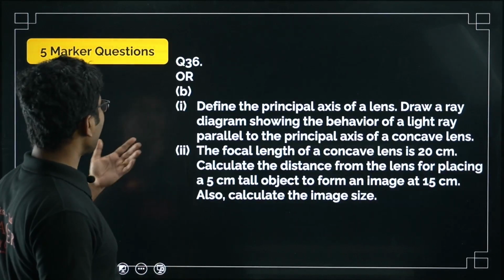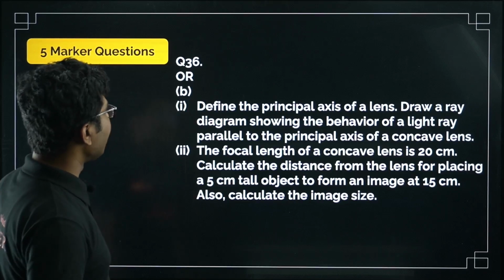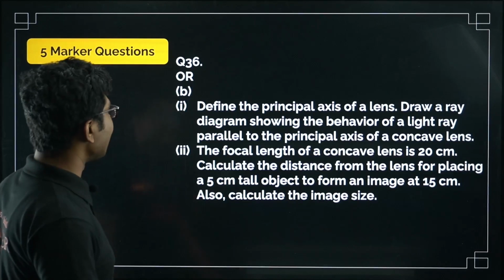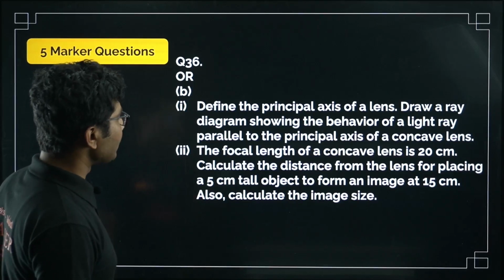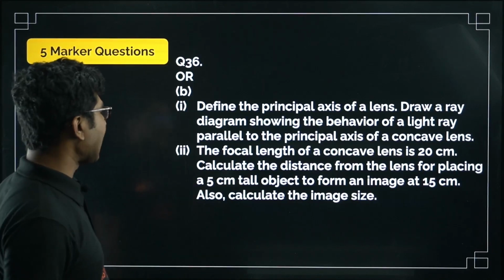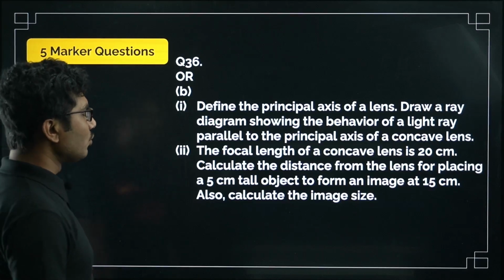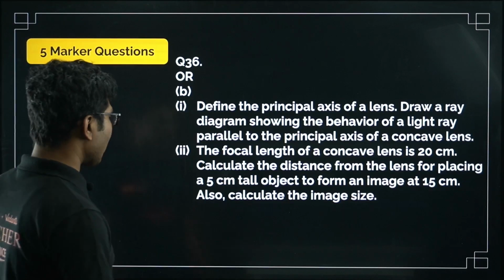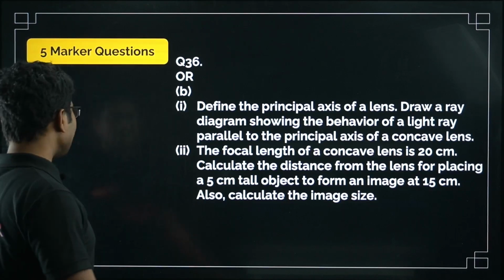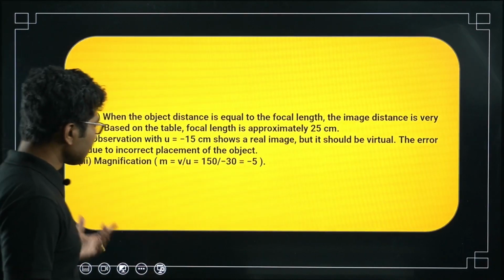Okay, there is an OR question as well. Define the principal axis of a lens. Draw a ray diagram showing the behavior of a light ray parallel to the principal axis of a concave lens. The focal length of a concave lens is 20 centimeter. Calculate the distance from the lens for placing a 5 centimeter tall object to form an image at 15 centimeter. Also calculate the image size. So this is basically the OR question for 1 and 2. Let's see the answer for the first part.